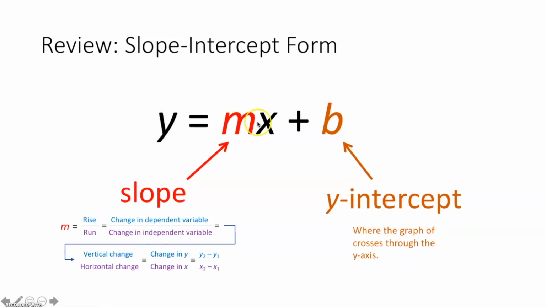Okay, first thing we're going to do is review slope-intercept form. That's y equals mx plus b, where m represents your slope, which is your rate of change, your rise over your run, and b is your y-intercept, where your graph crosses the y-axis. Now remember, x is going to be your independent variable, and y is going to represent your dependent variable. Those are always going to stay x and y. The m and the b are going to be what you plug in specific numbers for.